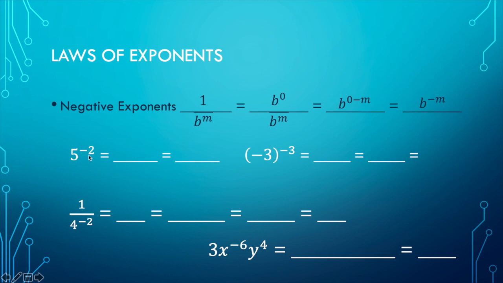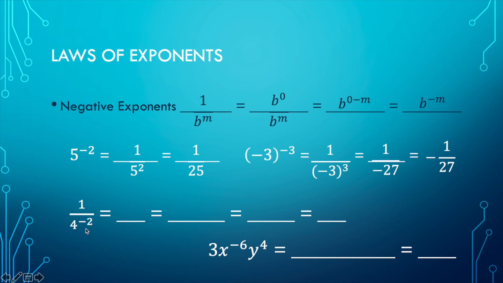Okay, let's apply that here. 5 to the negative 2 will be 1 over 5 squared, which is the same as 1 over 25. Negative 3 raised to the negative 3 power is going to be 1 over negative 3 to the third, which is 1 over negative 27, which is negative 1 over 27. If I have a negative in either the numerator or the denominator, then it's going to make the whole fraction negative.